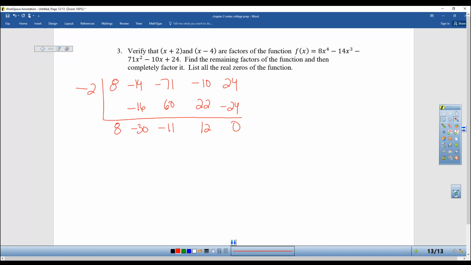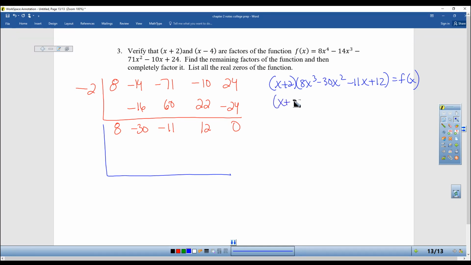I did it. Again, we did one of these earlier. Don't start over. Do it again. You've already got it partly factored. So x plus 2 times 8x to the third minus 30x squared minus 11x plus 12 is equal to f of x. But this isn't helpful because you can't factor that. So they gave you another factor. They're kind of saying, I know you can't factor that, so I'm going to just tell you one of the factors. So you're trying to find this one.